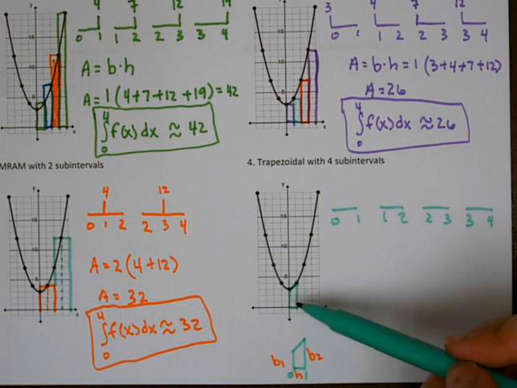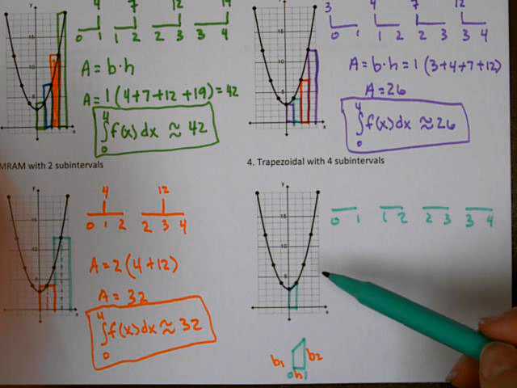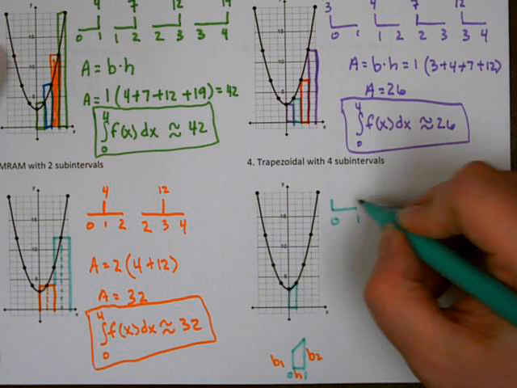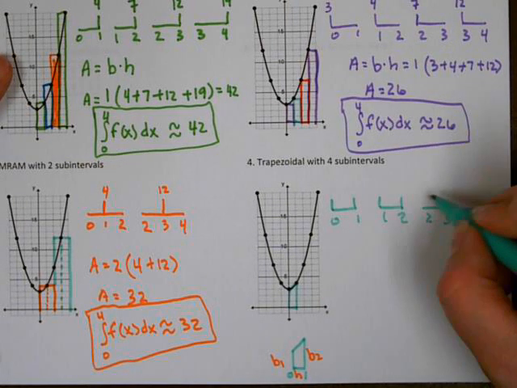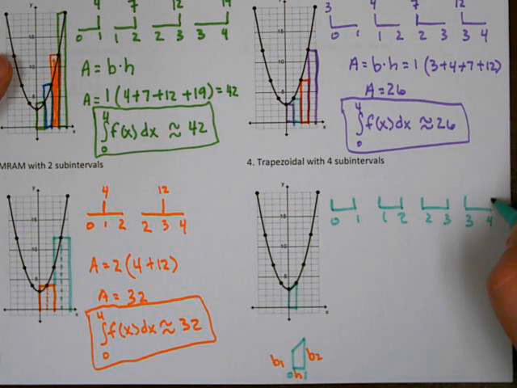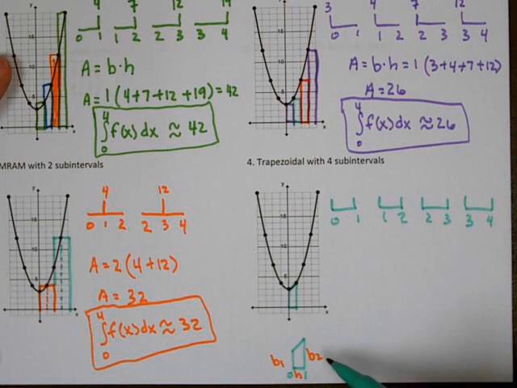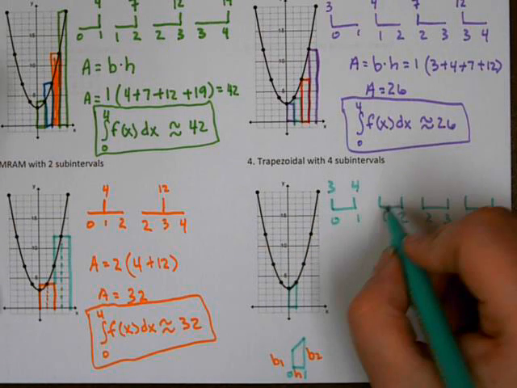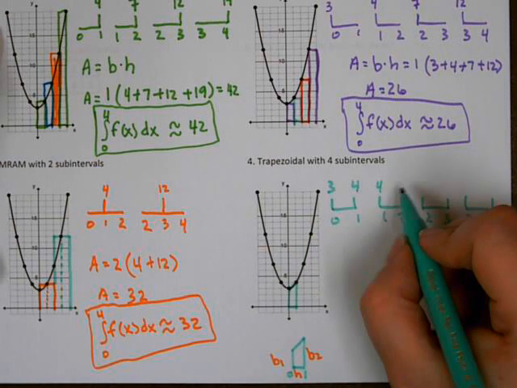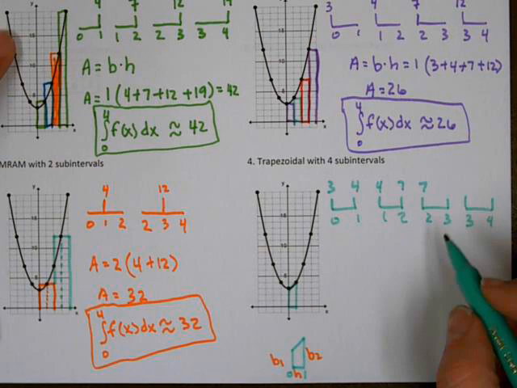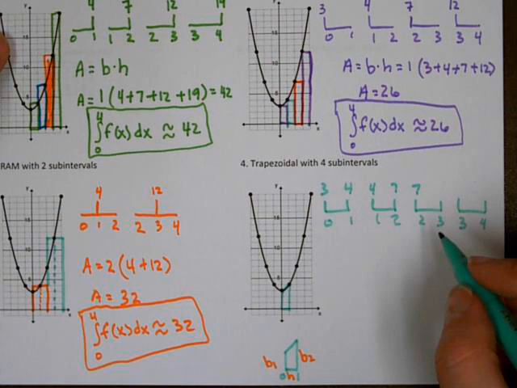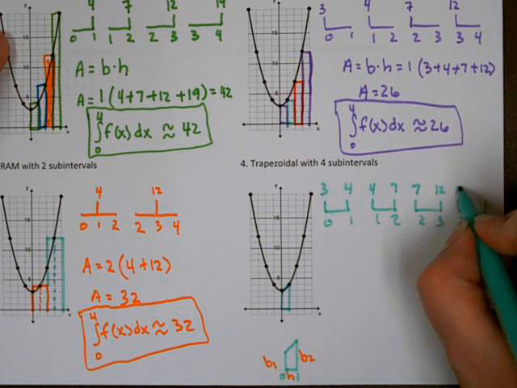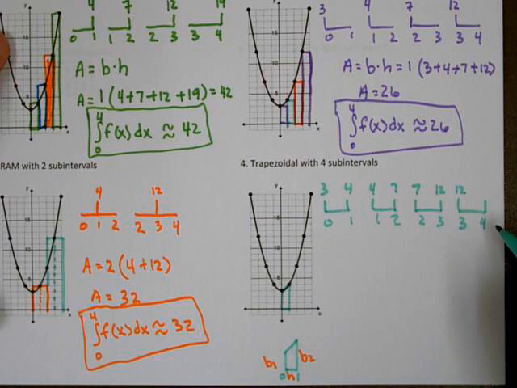I'm not going to draw all of those on here because this is a small graph and it gets a little squished. We'll talk more about it in class if we need to. But what that means is for each of these subintervals, I need the height at both endpoints, because those are my base 1 and base 2. So I know at 0 I have 3, then I have 4 at 1, and there's another 4. Then at 2 I have 7, and I've got both of them there. At 3 I'm going to have a height of 12. And then at 4 I'm going to have a height of 19.